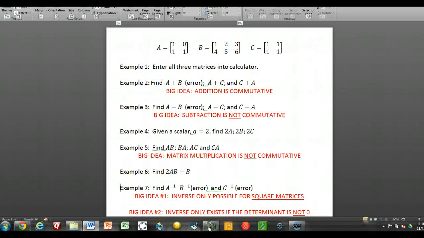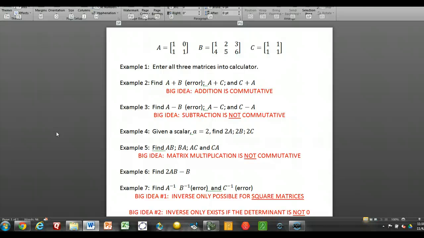Now finally, in example 7, we're going to try to find A inverse, B inverse, and C inverse. Notice the notation. A is raised to the -1, B is raised to the -1, C is raised to the -1. That doesn't mean a flip, use the laws of exponents. Remember, there's no division allowed when we're talking about matrices. So this is just a notation that means A inverse, B inverse, C inverse.